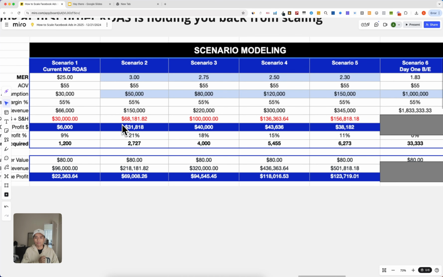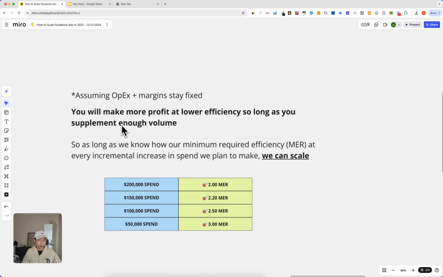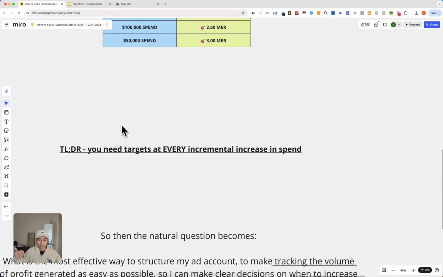That should be your target. That should determine what your targets are in the ad account. Okay? Because that is directly aligned with our goals in scaling, which is to increase our volume of profit, not increase our ROAS. We want to increase our volume of profit, how much money we make back into our pocket.